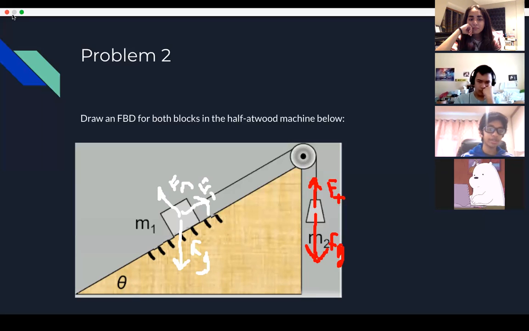Now, friction is actually a bit of a tricky one. There's two ways that friction could go in this problem, depending on whether M1 is sliding down the ramp or sliding up the ramp. Maybe we should have specified. For this problem, we'll just assume that M2 is falling and M1 is going up the ramp. So in that scenario, kinetic friction would be this way. But if you did put friction the other way, that's also technically right. I think it would be easier when we put numbers next week.